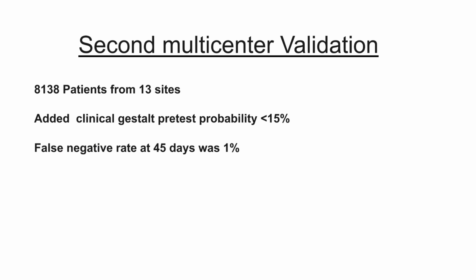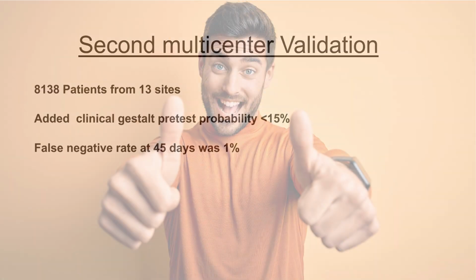4 years later, they did a second multi-center validation using 8,138 patients from 13 sites. To this, they added physician gestalt. Basically, they said that the ER physician should have a pretest probability of less than 15%. So they thought that the patient had a less than 15% chance of having a PE. They found the false negative rate for this study at 45 days was 1%. So it should go without saying that the PERC rule seems to be really good.